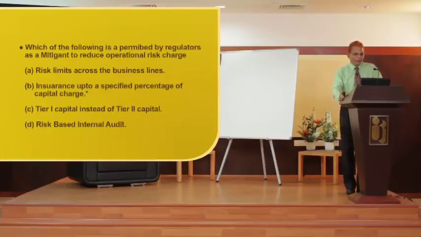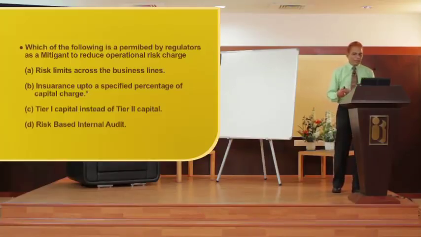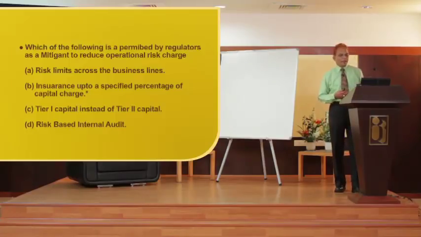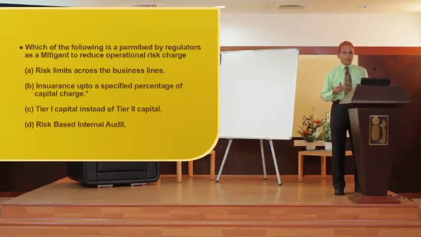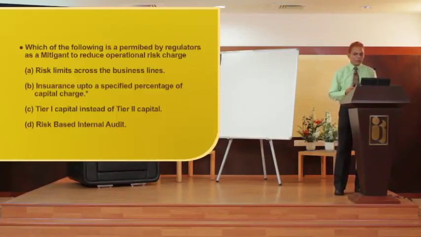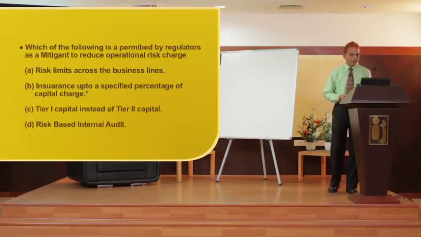Which of the following is permitted by regulators as a mitigant to reduce operational risk charge? Risk limit across the business line. This is basically a sort of a control. It's not a mitigant. Insurance up to specified percentage of capital charge. Tier 1 capital instead of Tier 2 capital. Again, Tier 1 capital is a better risk absorbent, but that doesn't mean that it can work as a mitigant for the operational risk. Risk-based internal audit is a part of, again, control. So B, insurance up to a specified percentage of capital charge, is what the regulators have permitted. So that's the correct answer.